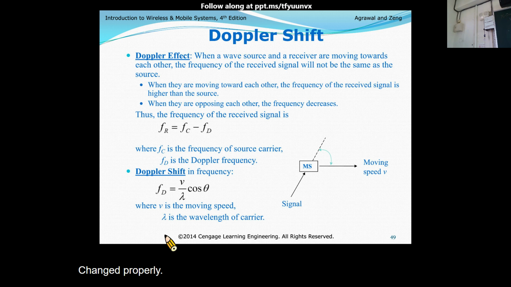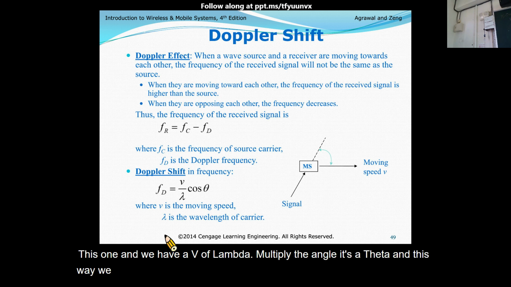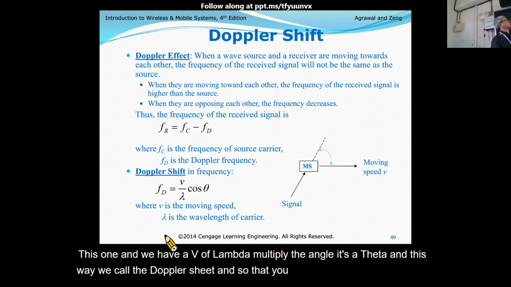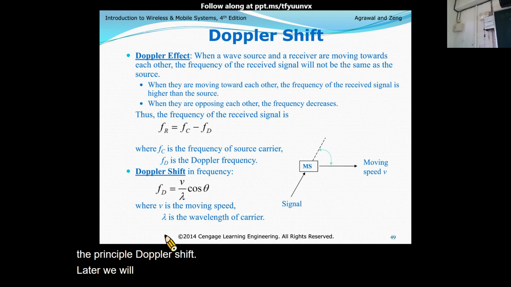The formula here: carrier frequency minus this one, and we have v over lambda multiplied by the angle theta. This is what we call the Doppler shift, so you will have the frequency shift following the principle of Doppler shift. Later we will use it, so you can check this one properly.